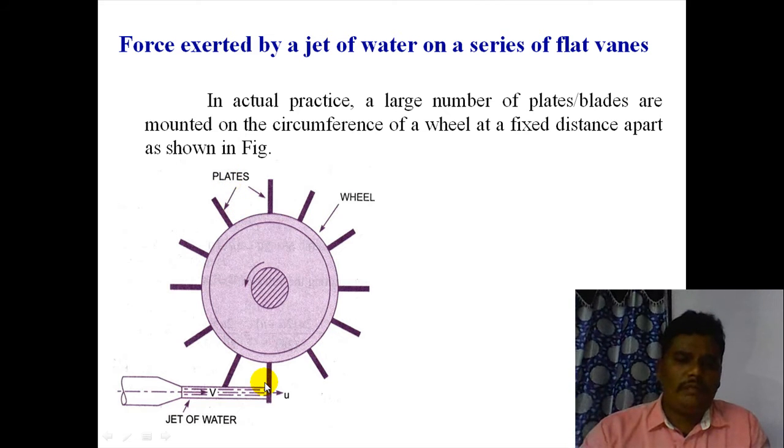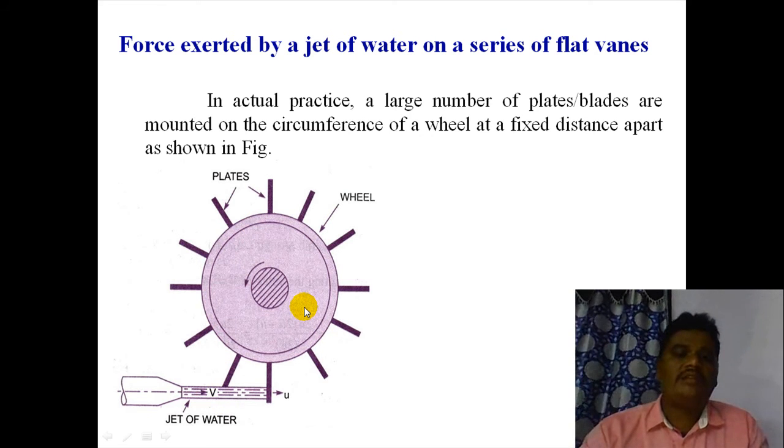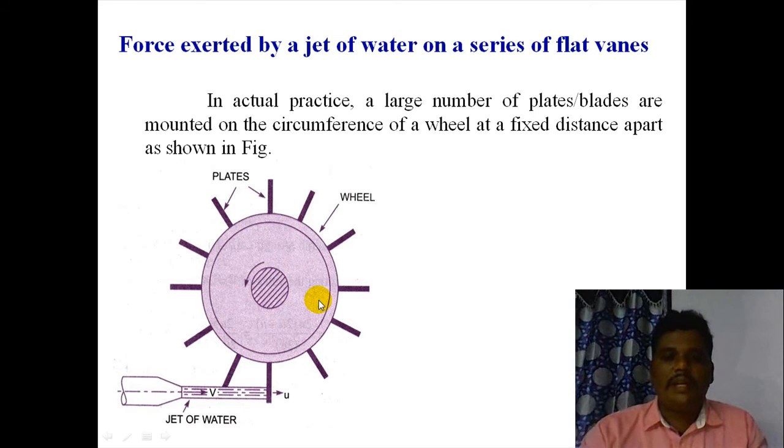Look here. V is the velocity of the jet, U is the velocity of a plate. Whenever the jet strikes the plate, the wheel gets rotated. Whenever striking of one plate is completed, the next plate comes in, until n blades have been struck. The wheel moves with angular velocity omega and goes on rotating. If it is connected to a turbine connected to a generator, it generates electricity.